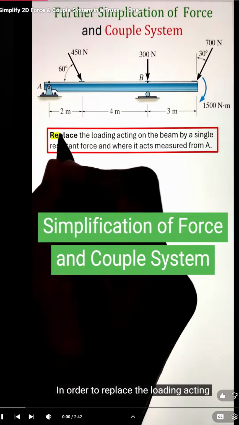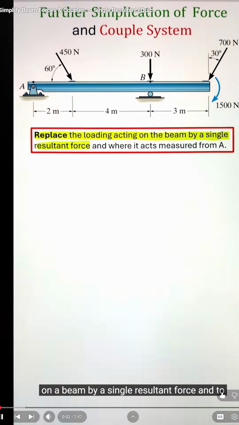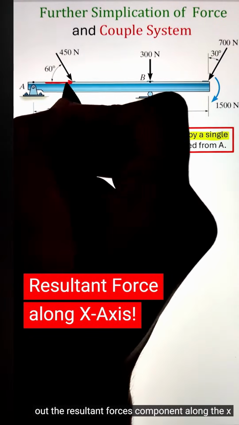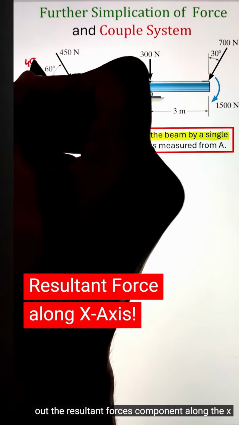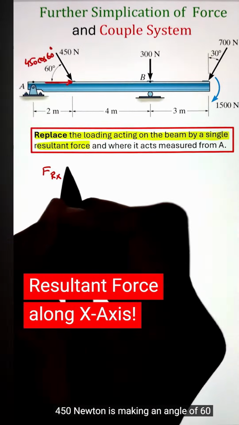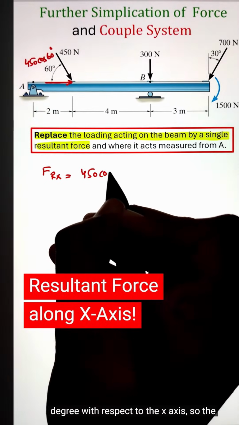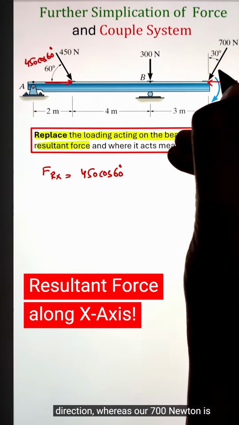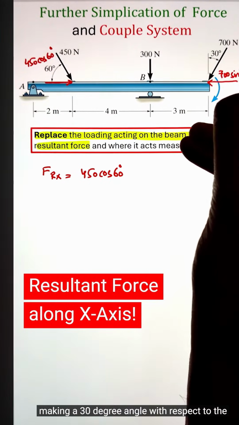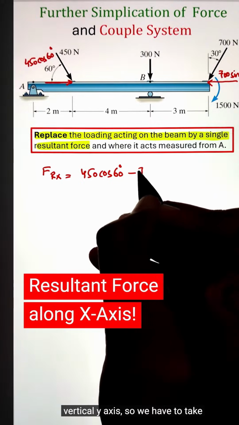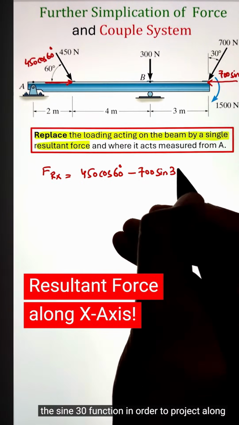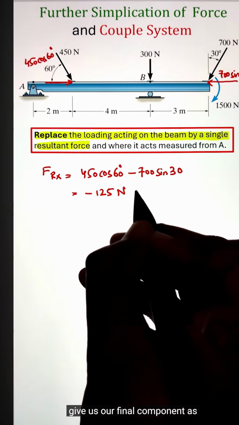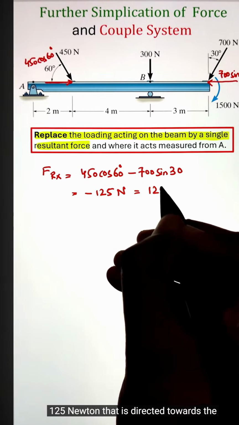In order to replace the loading acting on a beam by a single resultant force and to figure out its location with respect to point A, we can start by first figuring out the resultant force's components along the x and y direction. So to start, our 450 Newton is making an angle of 60 degrees with respect to the x-axis. So the cos function will project it along the x direction, whereas our 700 Newton is making a 30-degree angle with respect to the vertical y-axis. So we have to take the sine 30 function in order to project it along the horizontal x-axis. Adding them together gives us our final component as 125 Newton that is directed towards the right.